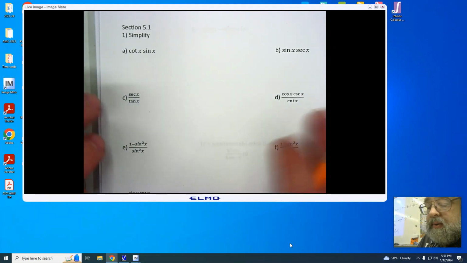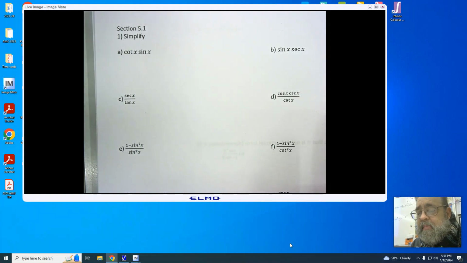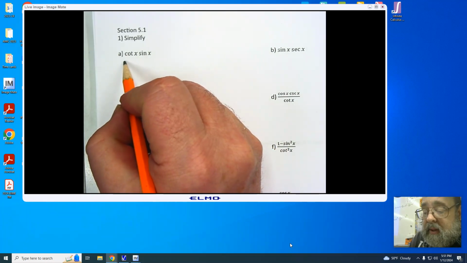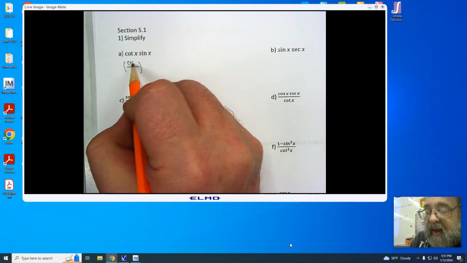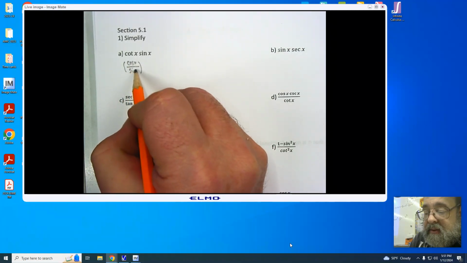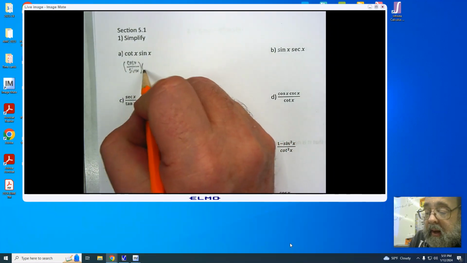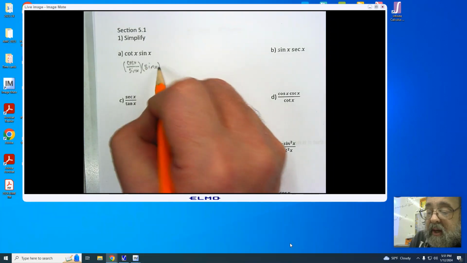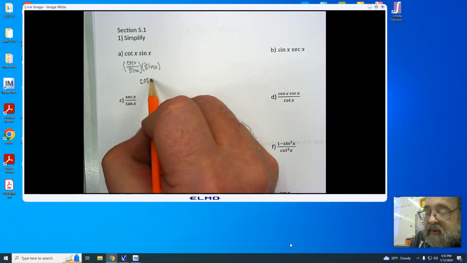Now, when we are trying to simplify, sometimes one of the best things that you can do is replace any tangent or cotangent with the sine and cosine equivalent from those identities. And if you do so, these start to simplify. So you'll notice cotangent is cosine of x divided by sine x, and by direct substitution, I can replace the cotangent of x with it, and then multiply by the sine of x. Since we have the sine of x in both cases, they cancel out, and my answer is the cosine of x.